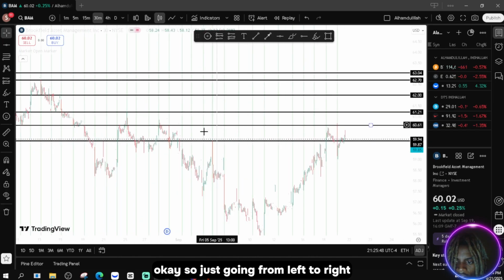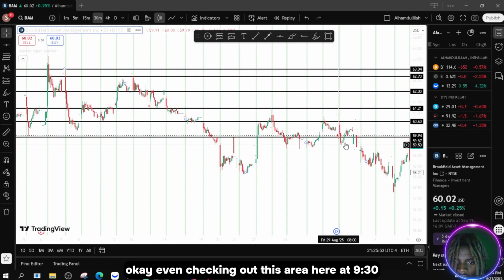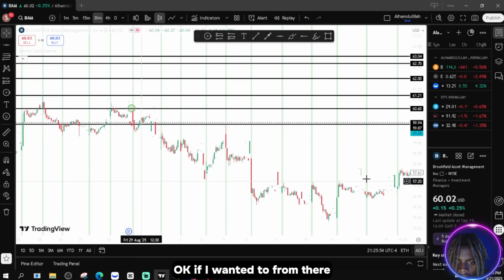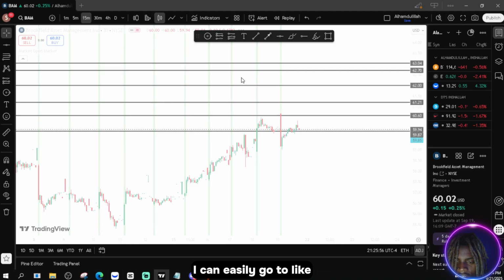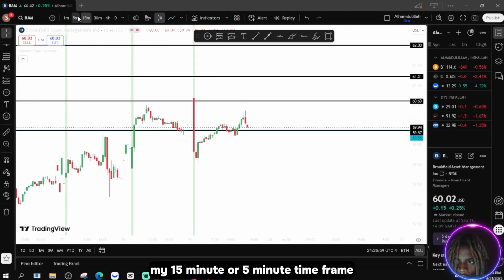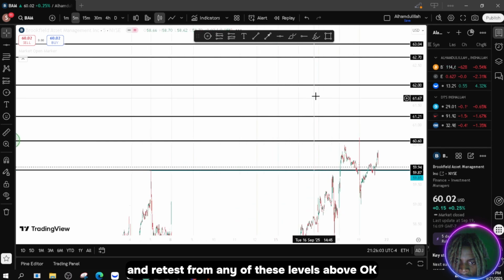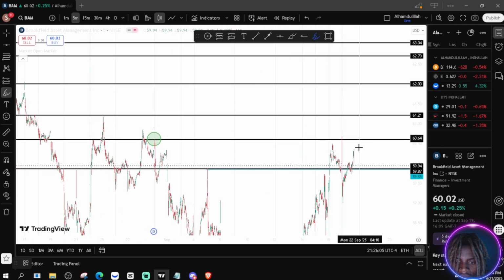Okay, so just going from left to right, okay, even checking out this area here at 930, for example. Okay, if I wanted to, from there, I could easily go to like my 15-minute or 5-minute time frame. Okay, wait for price to break and retest from any of these levels above.